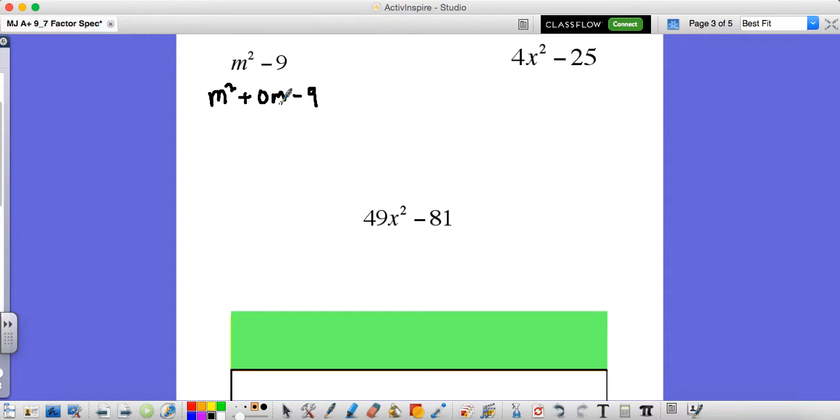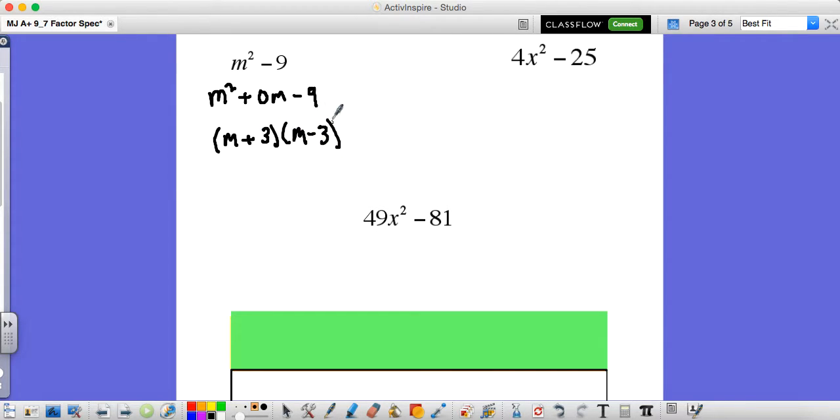0 times m is just 0, so really this doesn't mean much, but this can help us look at how to factor this. Now we're looking for two numbers that multiply to negative 9, but add to 0. And you'll find pretty quickly that two numbers that multiply to negative 9 but add to 0 are just 3 and negative 3. So to factor this, we have m plus 3 times m minus 3.